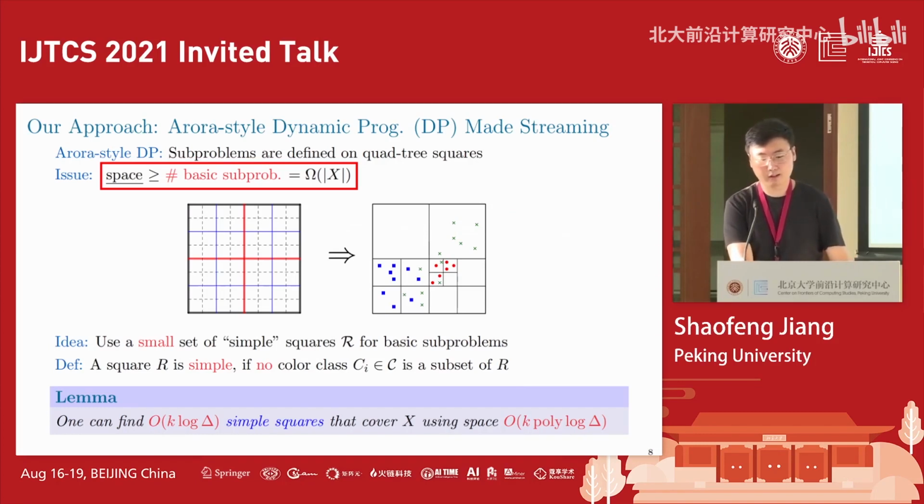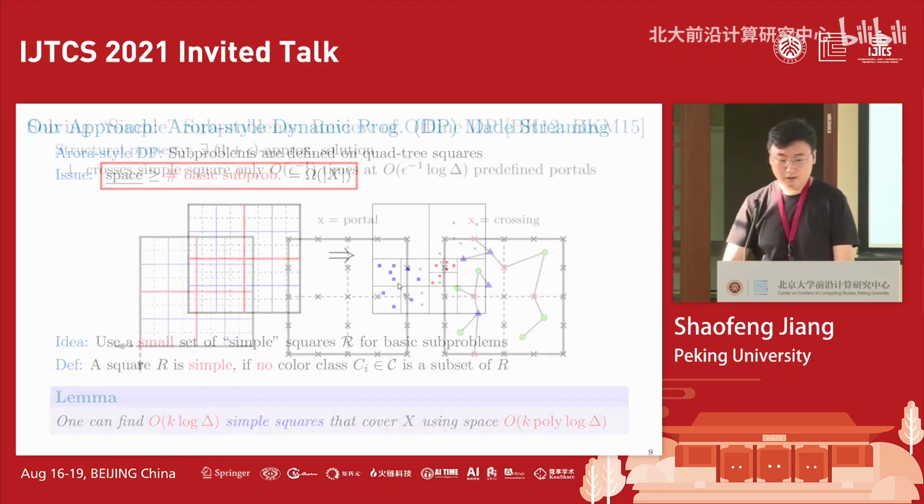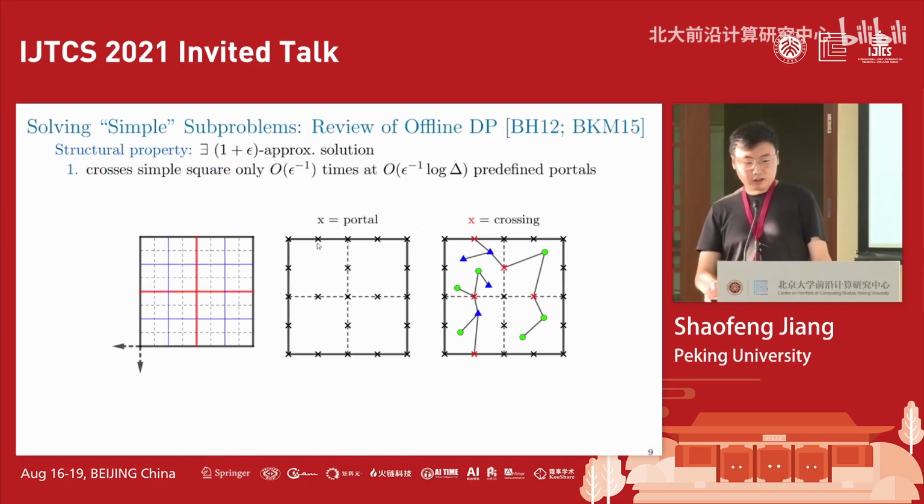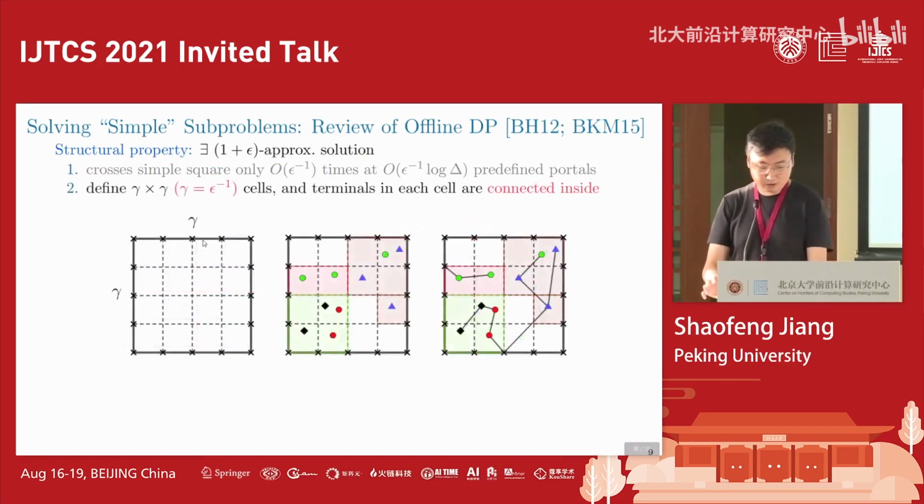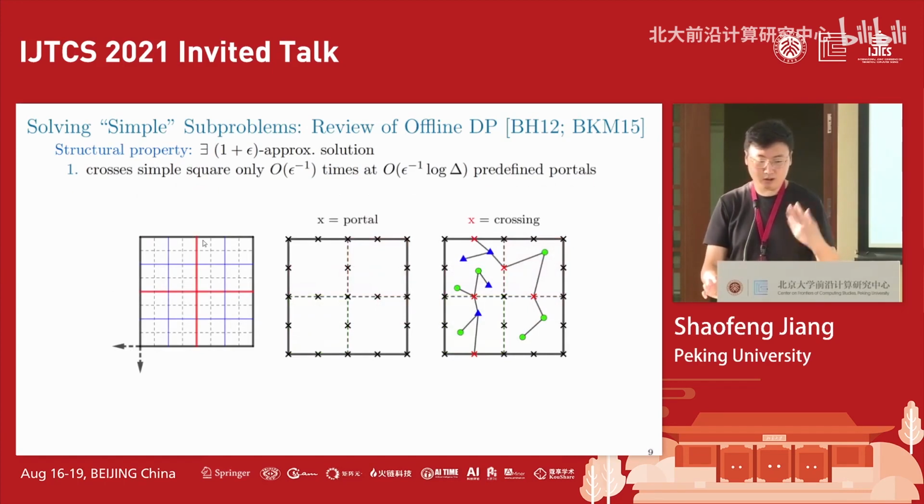And then the remaining part is how do you solve this new basic subproblem in order to do DP? Of course, we cannot use the original dynamic program to do that. So we need an alternative approximation algorithm for that. But still, the property observed by Arora et al. and previous works about this structural property of this simple square is quite useful. So essentially, we only need to consider the solutions of the following type.